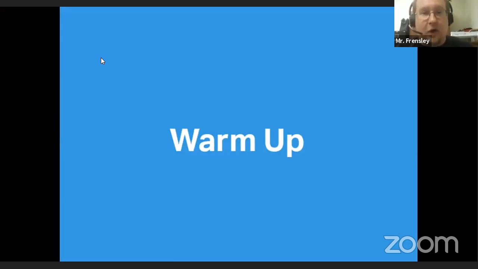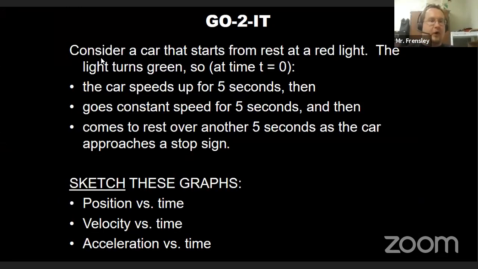Okay, so I'm going to give you all a warm-up. Here's how the warm-up's going to work. I want you to look at this verbal description. I want you to consider a car. It starts from rest at a red light. At time equals 0, the light turns green, so the car is going to speed up for 5 seconds. Then it's going to go a constant speed for 5 seconds. Then it's going to come to rest again over 5 seconds as the car approaches a stop sign.